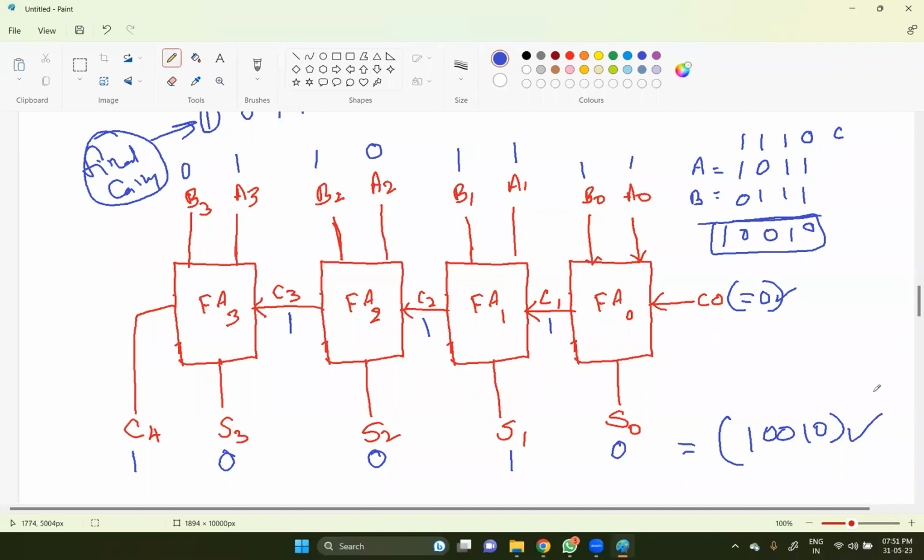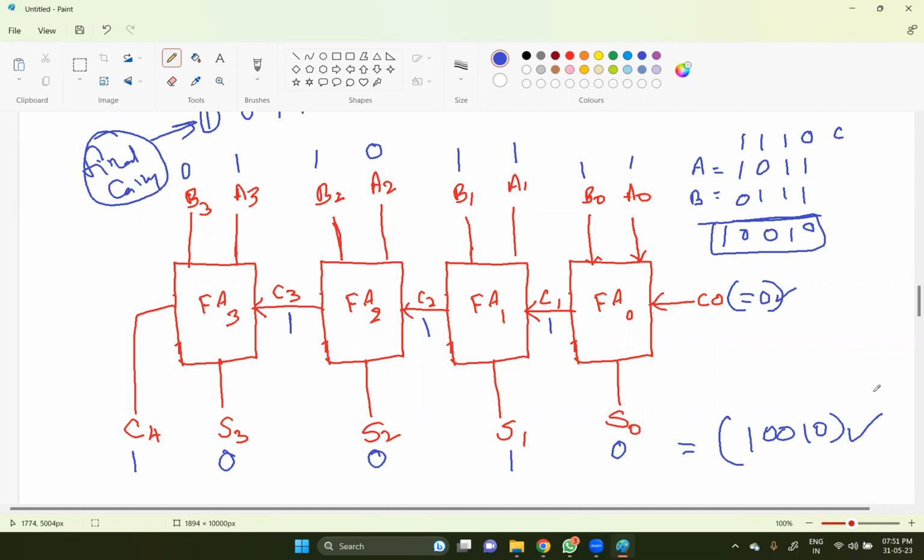If more and more bits are available, you have to add as many full adders as your input bits. So this is for 4 bits. If you have 6 bits, you can add 2 more full adders. If you have 8 bits, 4 more full adders. If you have 10 bits, 6 more full adders you can add in the circuit. Then everything will be in a proper way. This is the way you can build a 4-bit full adder.